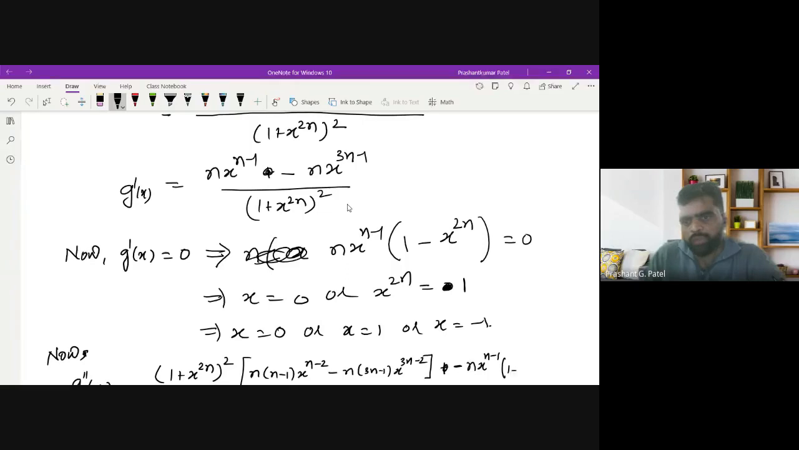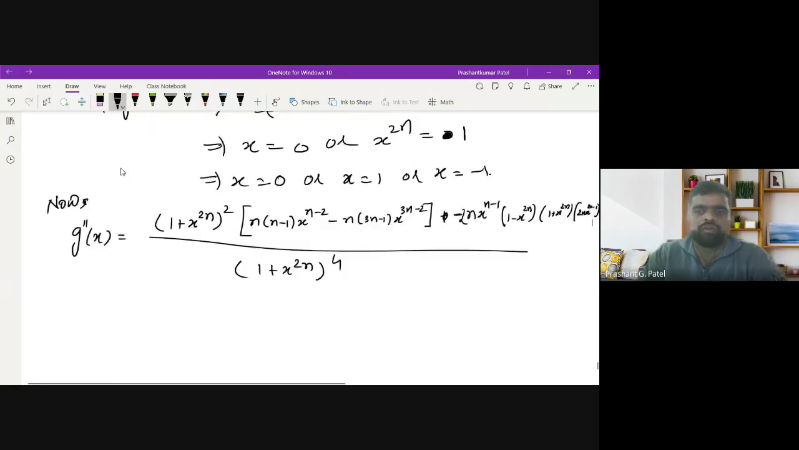This is there. And the derivative of the denominator, that is 2 times, because the derivative of this quantity is 2 times (1 plus x^(2n)) into 2n into x^(2n minus 1). So this is the derivative of g dash x, or g of x. Now we have to calculate this g double dash at this point 0.